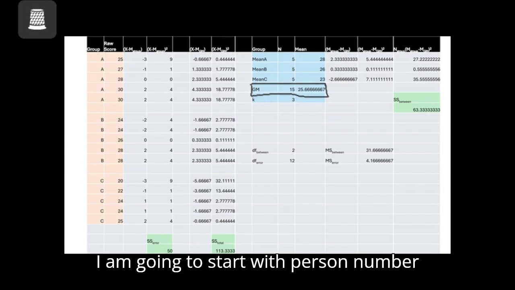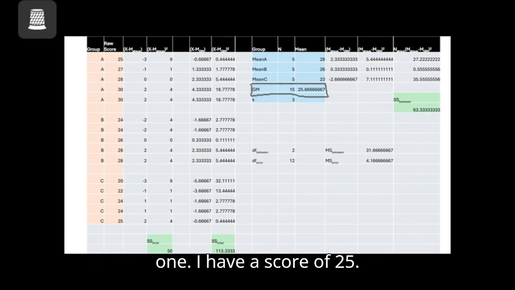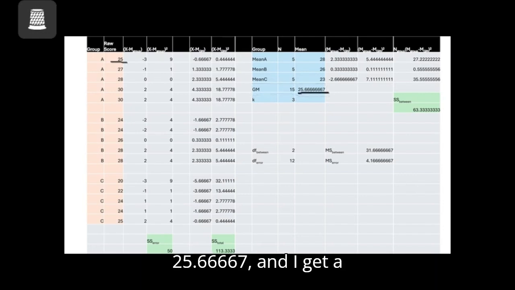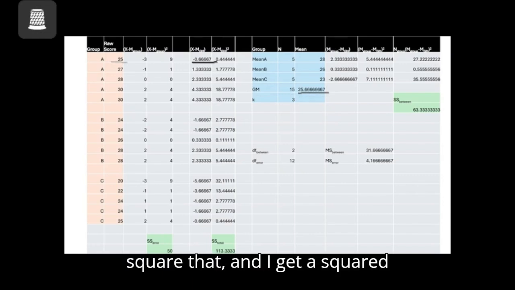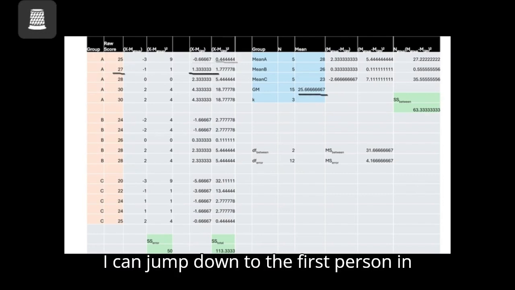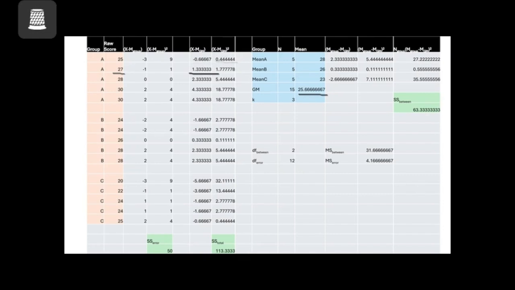So I am going to start with person number 1. I have a score of 25. I subtract it from the grand mean of 25.66667, and I get a deviation score of -0.66667. I'm going to square that, and I get a squared deviation score of 0.44444. Score number 2 is 27 minus the grand mean. I get a deviation score of 1.33333. I can jump down to the first person in group B.